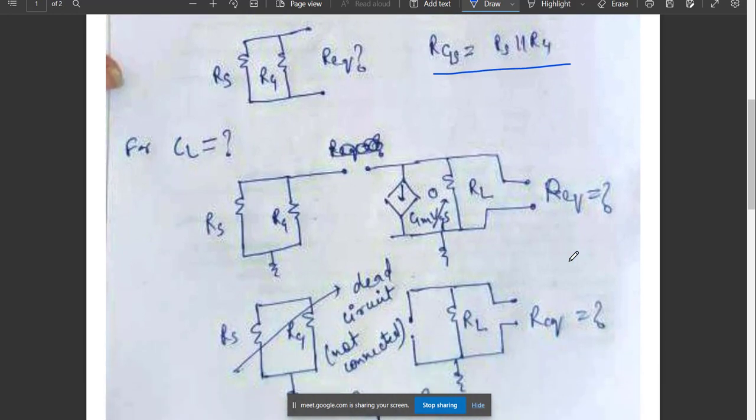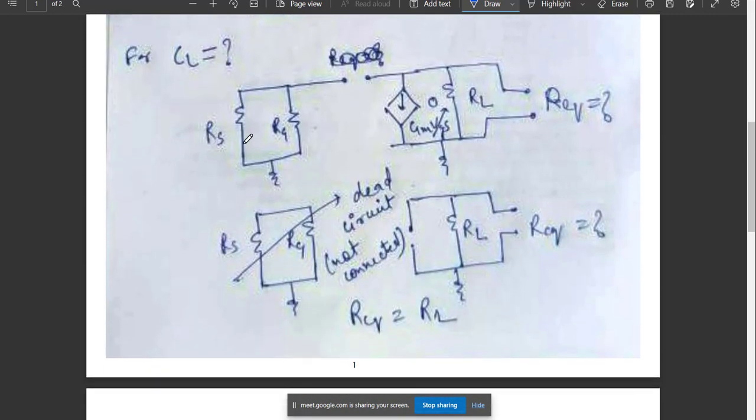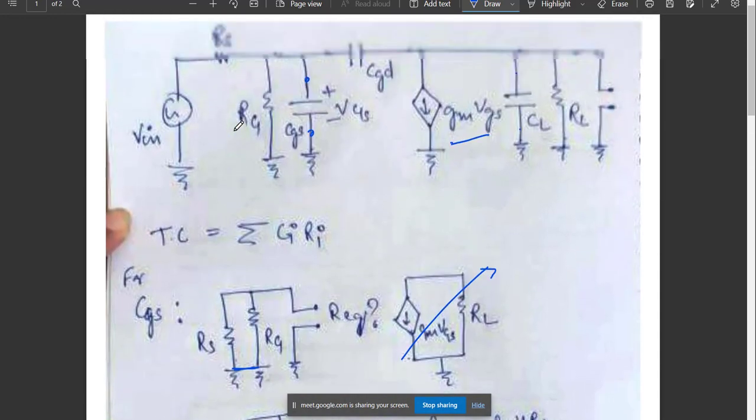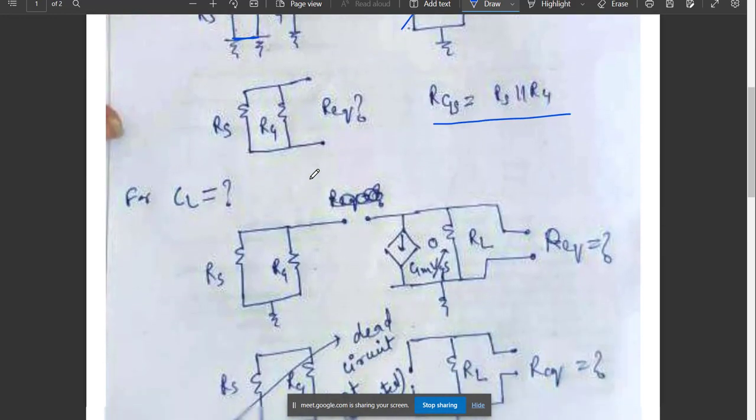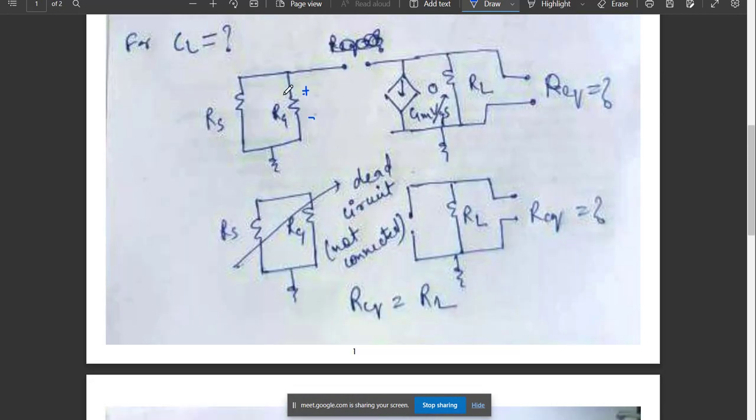Okay, so let's go ahead now for CL. For CL we have to find out the equivalent resistance for this. We again open these and short circuit this one. So when we short circuit V in, then VGS is also there, right? But when we are short circuiting V in, there is no source, so VGS is also 0.